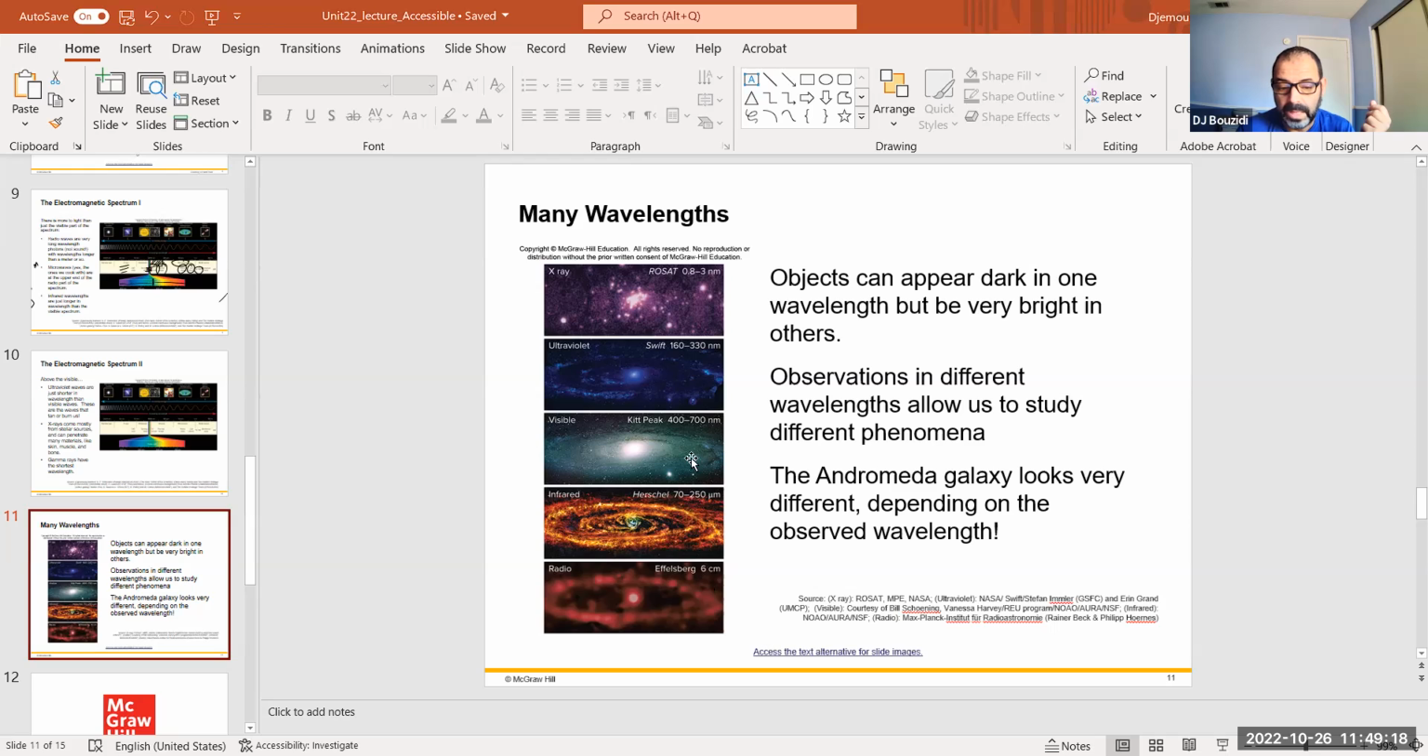This is of the order of 6 centimeters. Now for the visible light, this is how Andromeda would look to you and I with the naked eye. And then this is the Swift, which is operating between 160 to 330 nanometers, which is an extremely short wavelength. Okay. And then you have the X-ray in this case, which gives you a different view, where the high energy X-ray radiation is emitted from the same galaxy. This is the same galaxy.